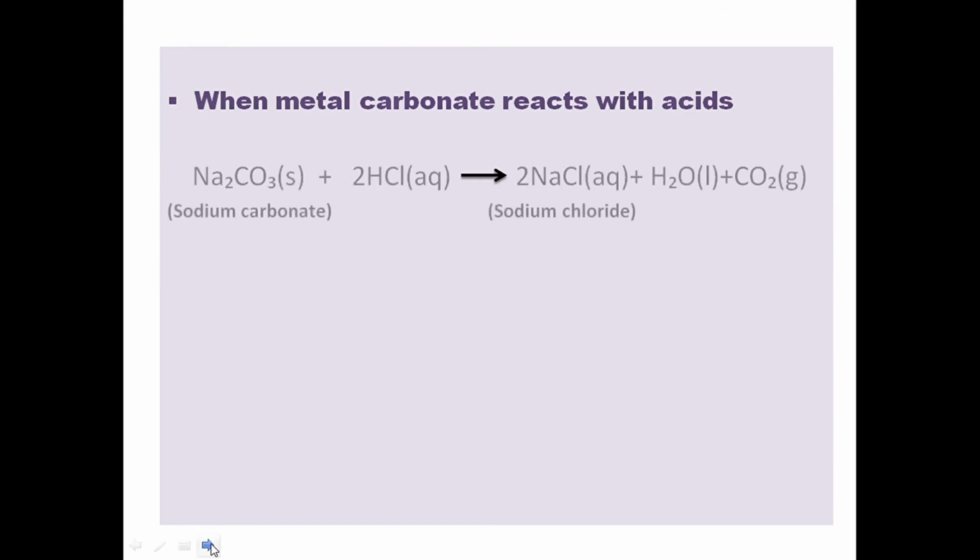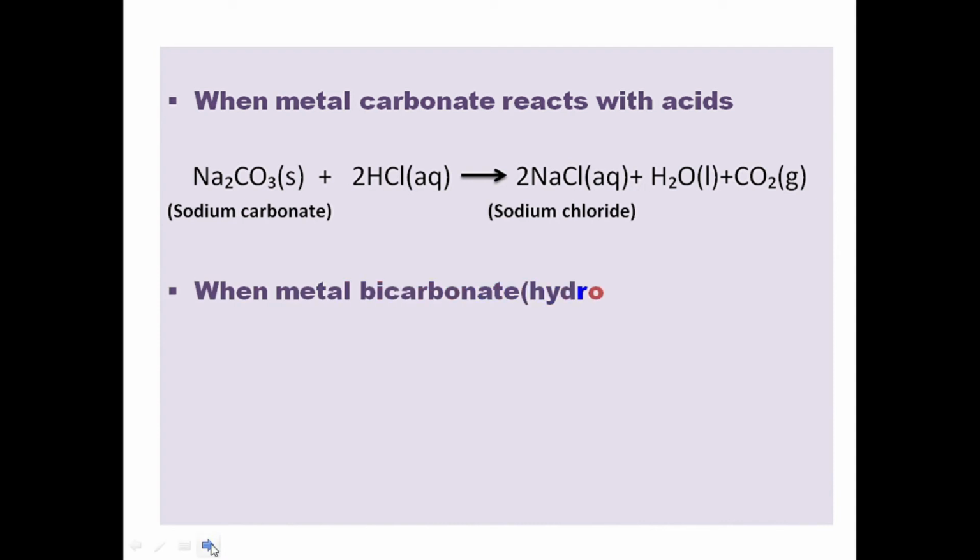So the equation for this experiment is, when metal carbonate reacts with acids, so you can see the metal carbonate over here. Sodium carbonate we have taken as metal carbonate, reacting with dilute HCl, which is our acid, forms the corresponding metal salt, which is sodium chloride, forming water and carbon dioxide.